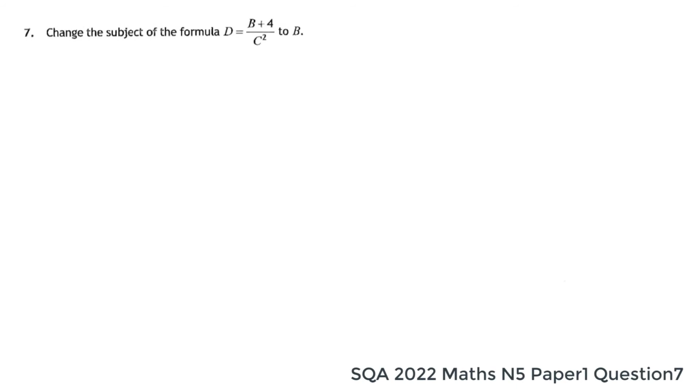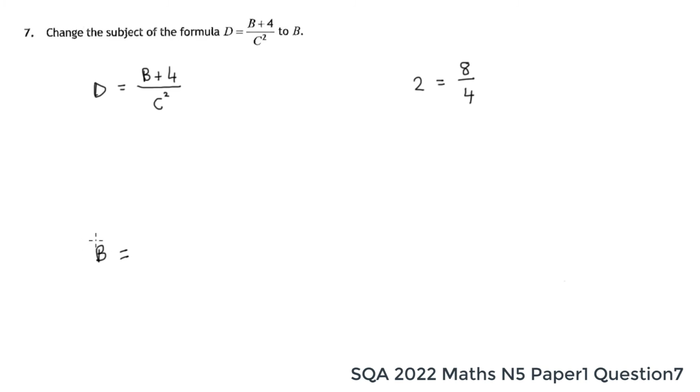So here's question 7. We're asked to change the subject of this formula to b. So let's write the formula down. D is equal to, and then we have a fraction, and the top of the fraction is the expression b plus 4. On the bottom of the fraction we have c squared, but similar to 2 equals 8 divided by 4, for instance. Now when we're changing the subject of the formula to b, we're trying to get b on its own.